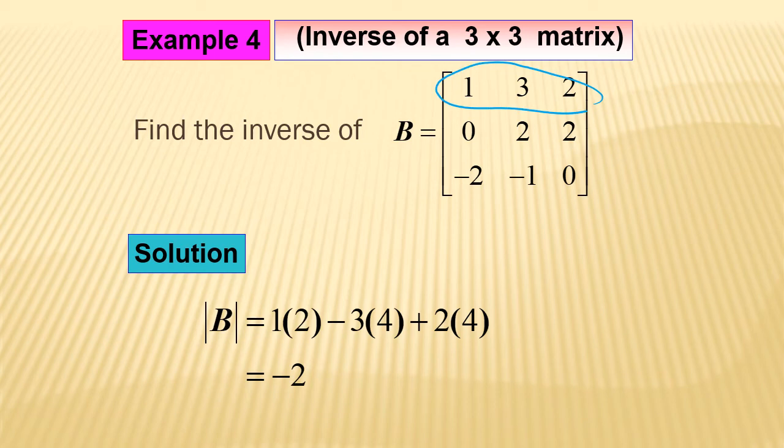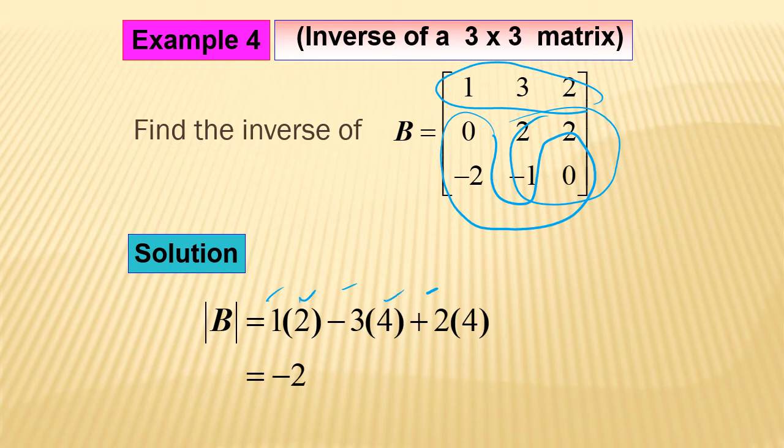So it will be positive 1, negative 3, and then positive 2. And then we just have to find the minor. The first one will be 2, 2, negative 1, 0. So what is the minor? It will be 2. And for the second one, we get 0, 2, negative 2, 0. So what is the minor? It will be negative 4. So minus 4, it will be positive 4.